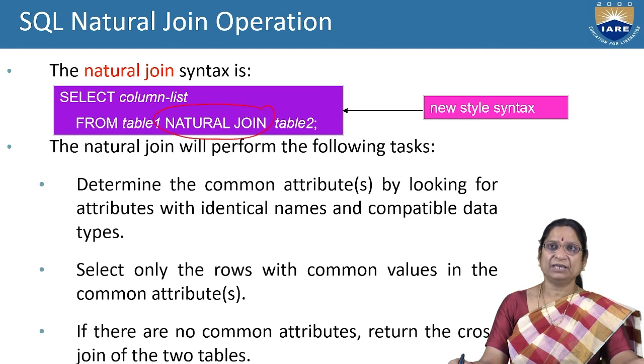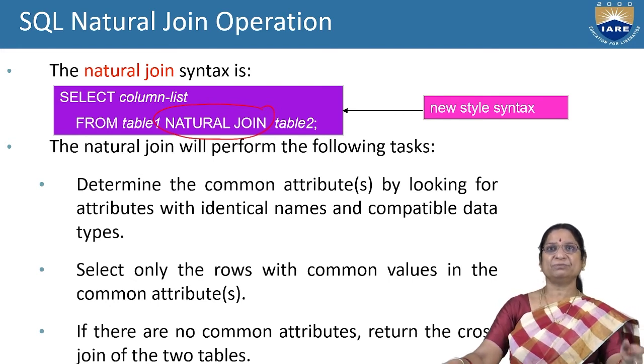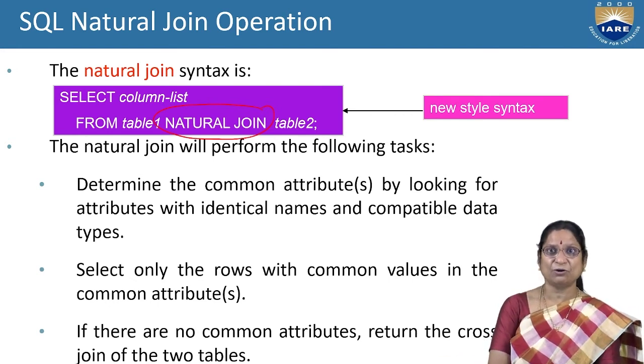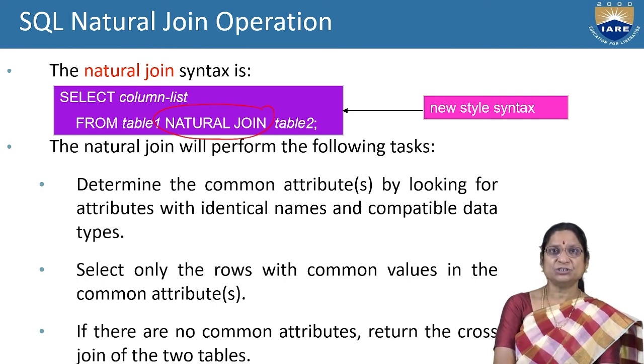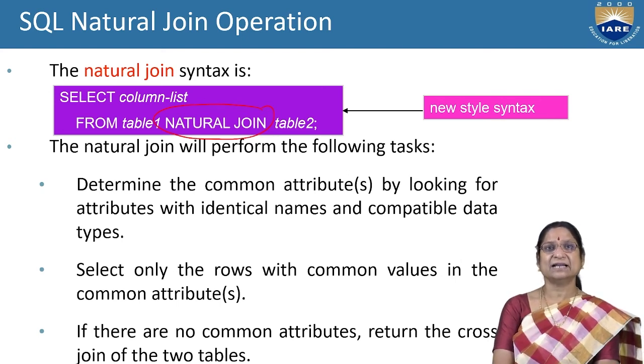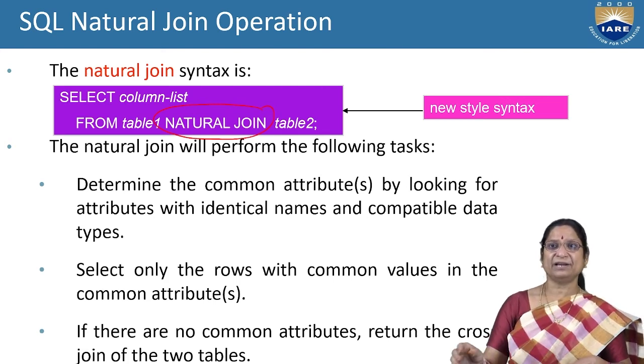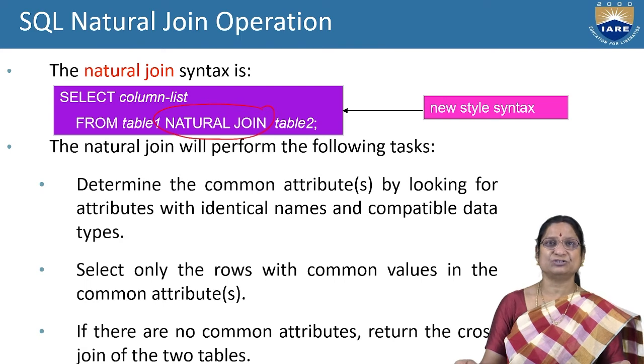Determine the common attribute. Here we are using natural join, meaning common attributes, common values. No need to specify an ON operation also. What is meant by natural join? We defined already. Natural join means common attributes having the common values are joined. Only those rows are going to be selected and the required information is going to be retrieved from that satisfied set of tuples actually. If there is no common attribute, then it returns automatically a cross join itself.